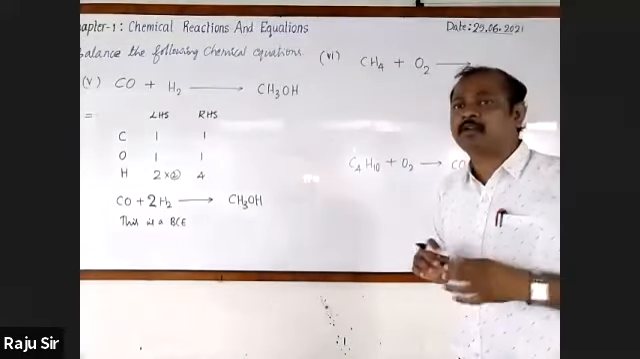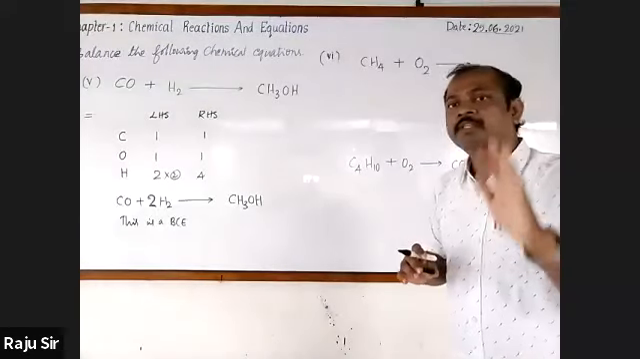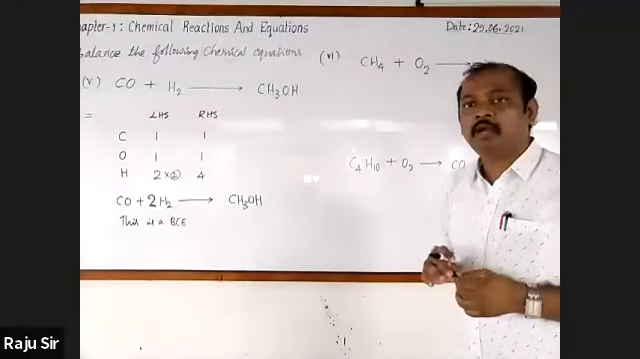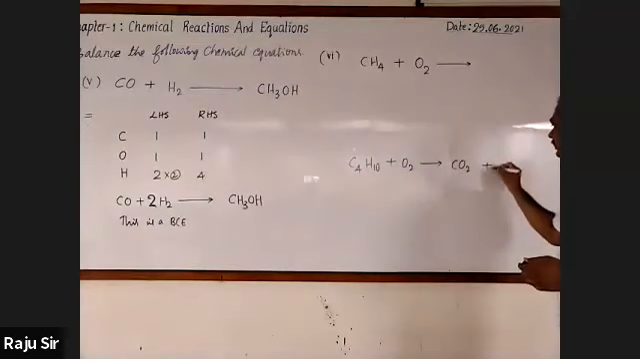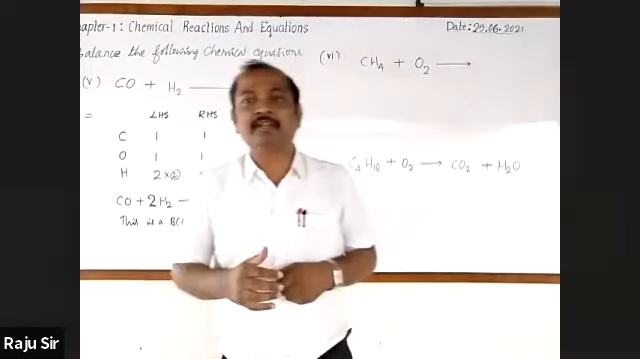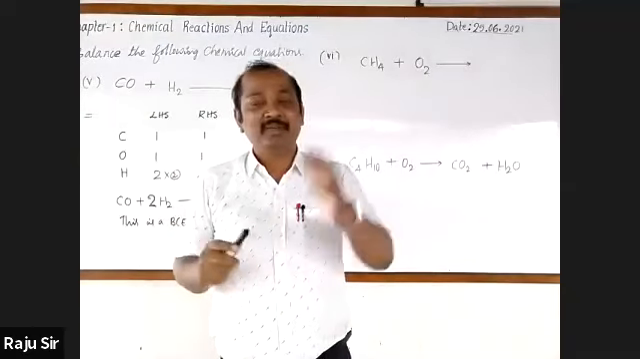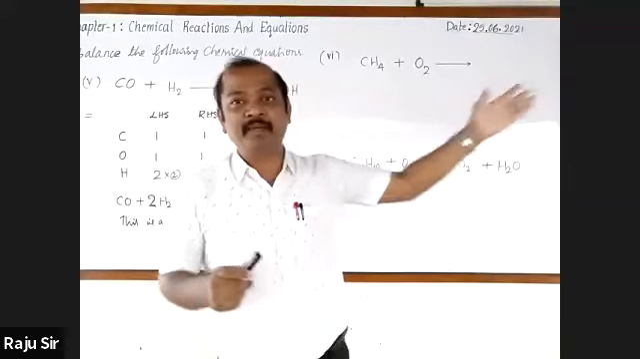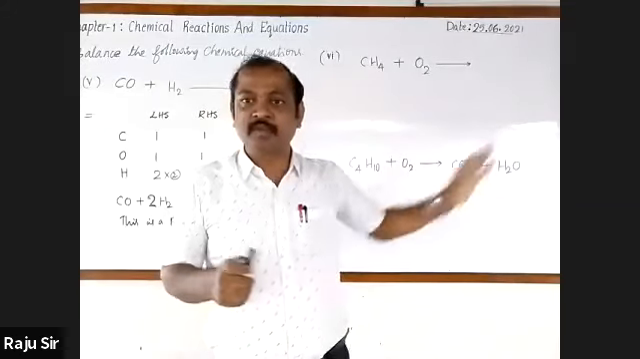Carbon dioxide is produced in a very small quantity. And in addition to that, water. You may be thinking, sir, we won't see water. It is in the gaseous state, vapor form, and that is also in very small quantity.